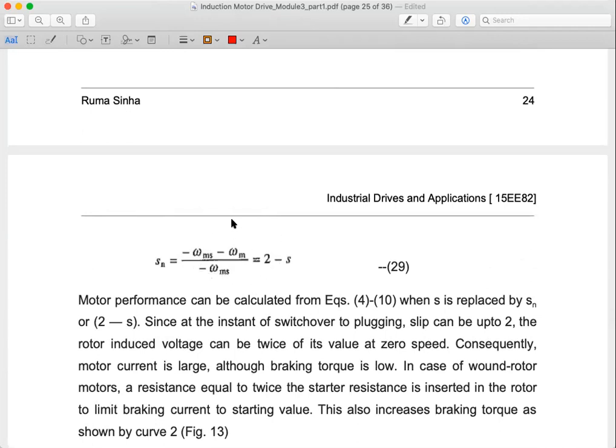This theory is exactly the same as when we discussed the induction motor's behavior when supplied from an unbalanced source. If an unbalanced source is connected to an induction motor, we'll get a positive sequence component and a negative sequence component. This is exactly the same theory. So, negative sequence components, slip calculation, which we have seen before.